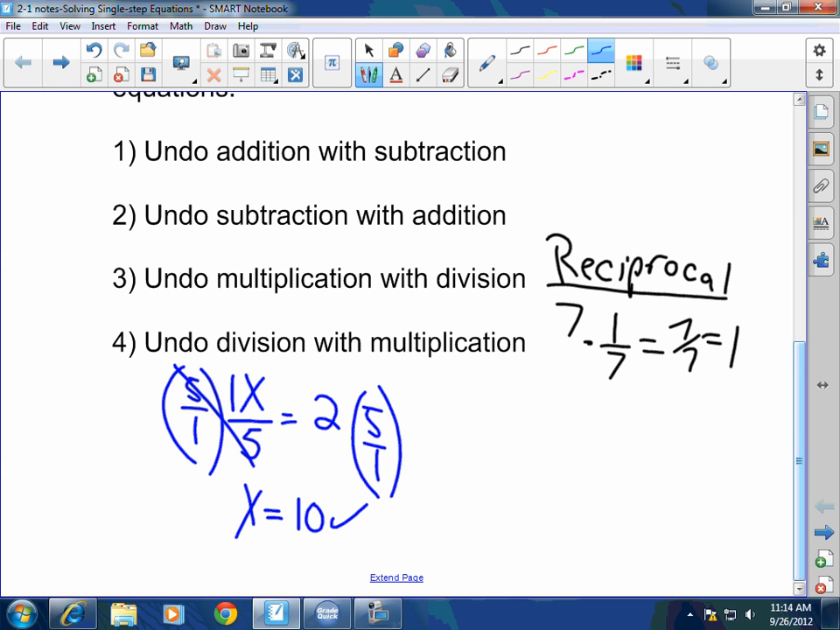So again, when you apply the additive inverse, the answer is going to be 0. Negative 5 plus its additive inverse of 5 is 0. When you apply the multiplicative inverse, your product is going to be 1. 5 times its multiplicative inverse of 1 over 5 is 5 over 5, which equals 1.